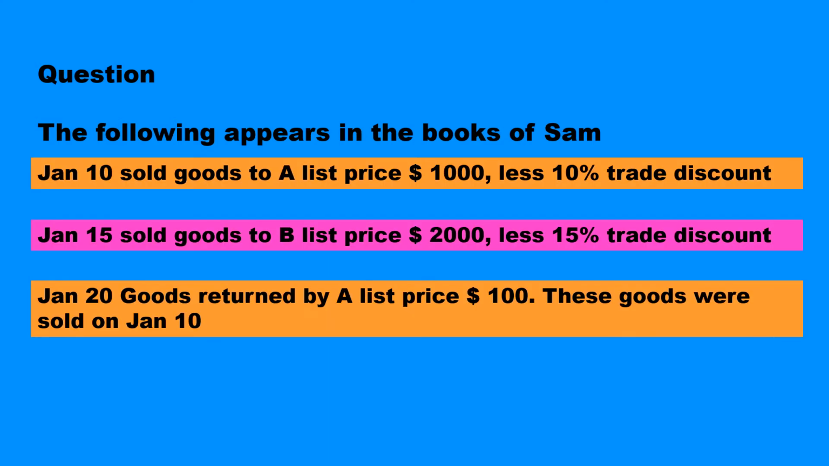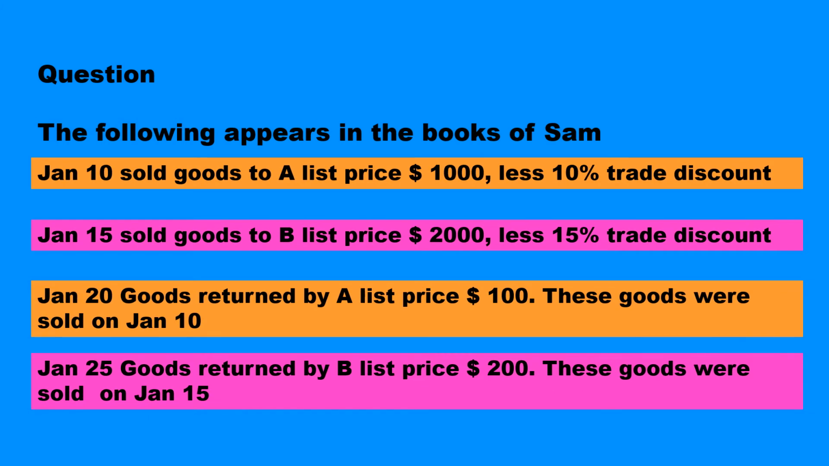Let us look at a question. The following appears in the books of Sam. January 10th, sold goods to A, list price 1000 less 10% trade discount. January 15th, sold goods to B, list price $2,000 less 15% trade discount. January 25th, goods returned by B, list price 200, and January 20th, goods returned by A, list price 100. We talk about these later on during this lesson.